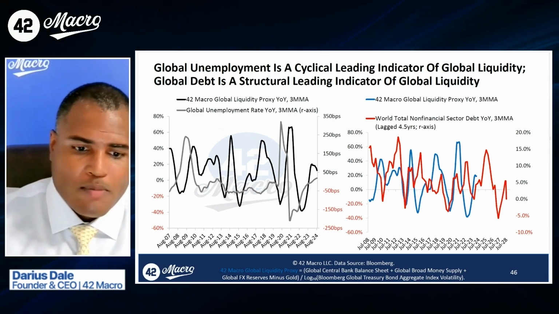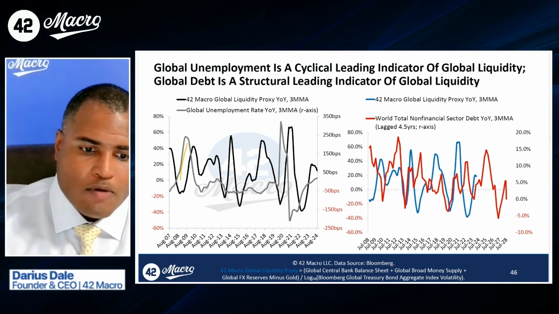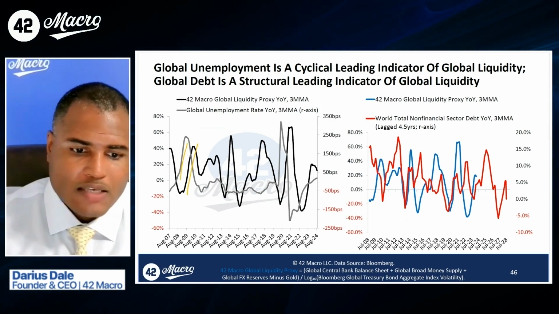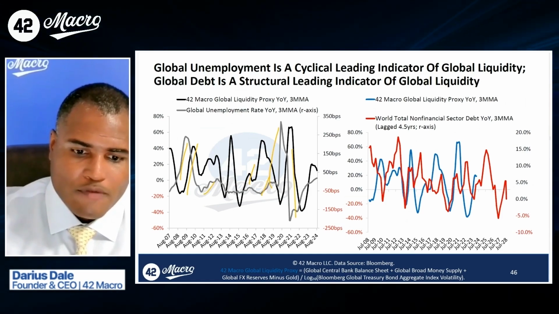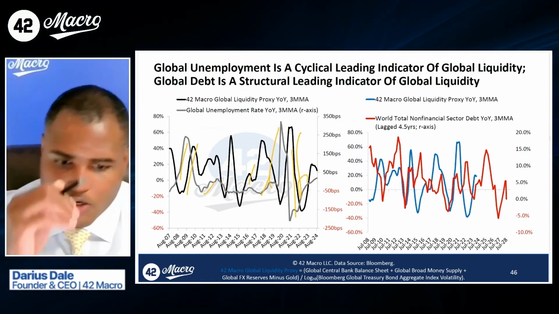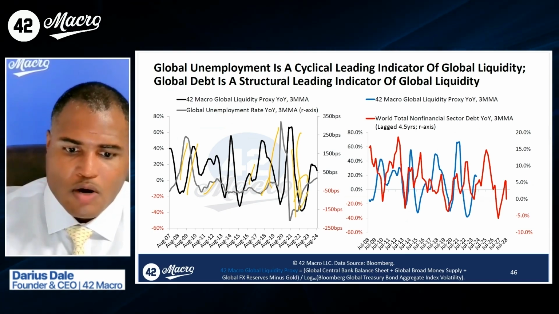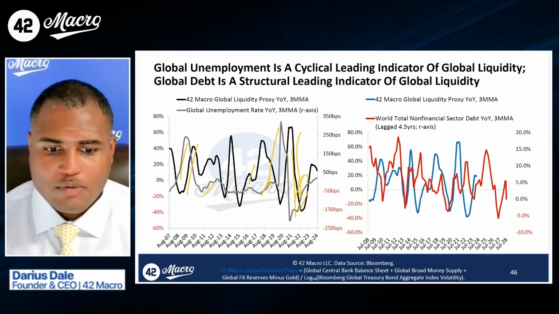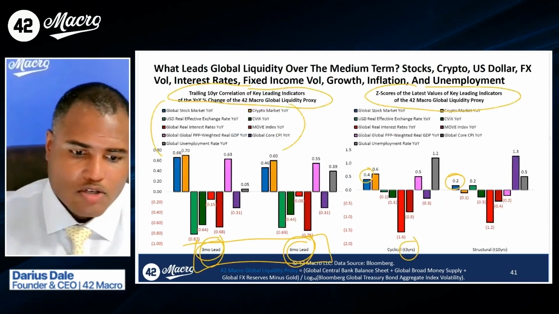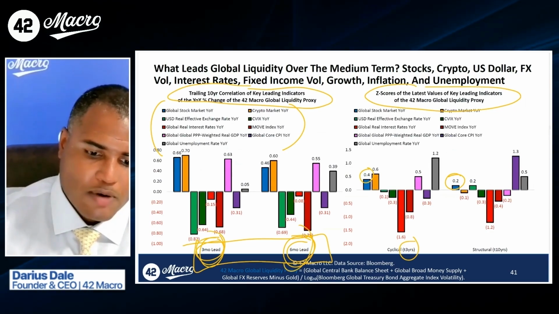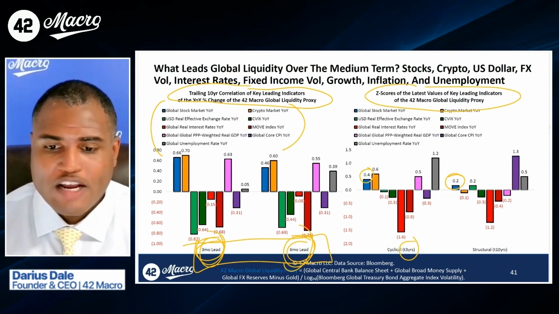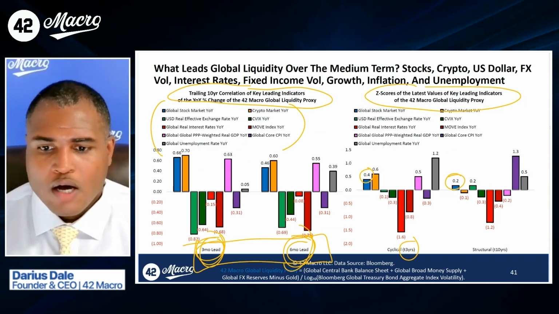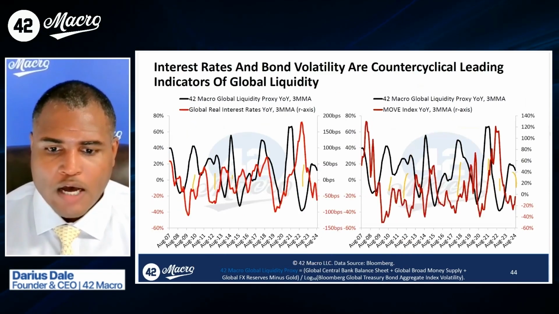So let's talk about unemployment first. What that means is when unemployment rises, you tend to see liquidity rise on a short to medium term time horizon as a function of that. When unemployment falls, you tend to see liquidity fall on a short to medium term time horizon. Again, all of these correlations that we highlighted in slide 41 here are done with a 3-month lead and 6-month lead to get a sense of how well they actually predict the rate of change, the direction of travel of global liquidity.